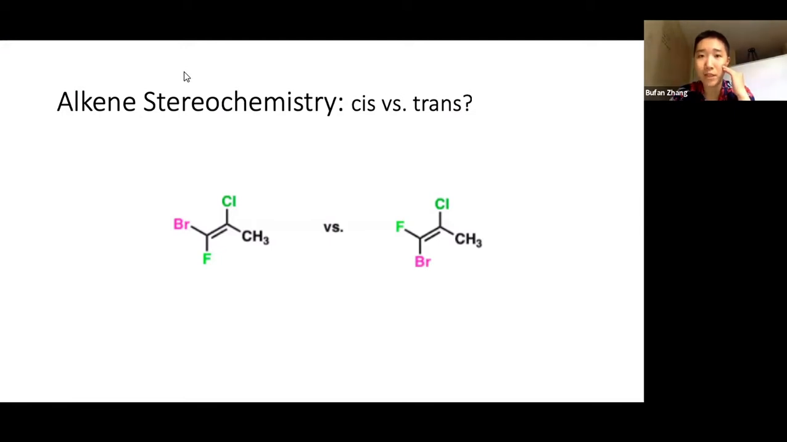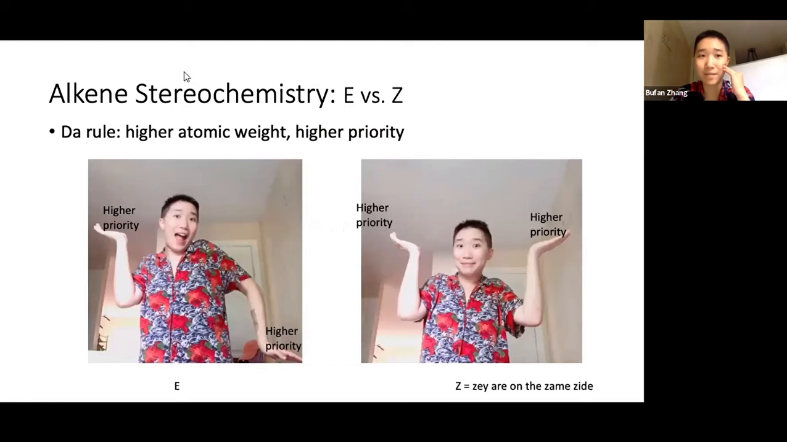Well, we're going to evoke something that's called E versus Z. So here's the rule: higher atomic weight, higher priority. So if you have a higher priority, it means that you're going to be numbered as number 1. If you have a lower priority, you will be numbered as number 2. And if you see the 2 higher priority groups on the opposite sides, they're E. If the higher priority groups are on the same side, the configuration is Z. So Z for they are on the same side. It's terrible, it's corny, but it helped me remember when E versus Z.